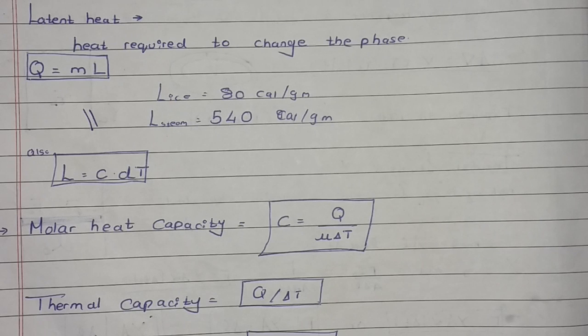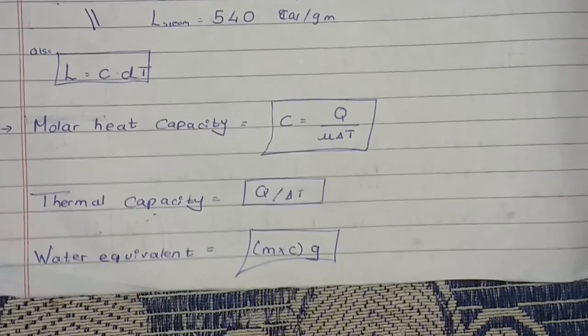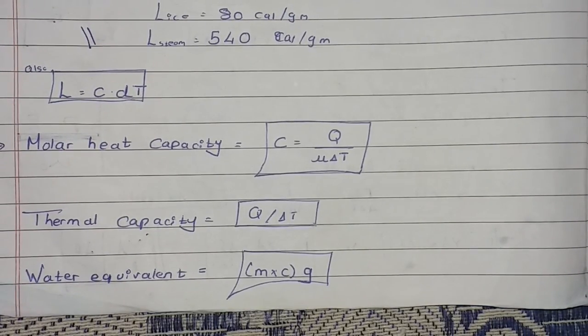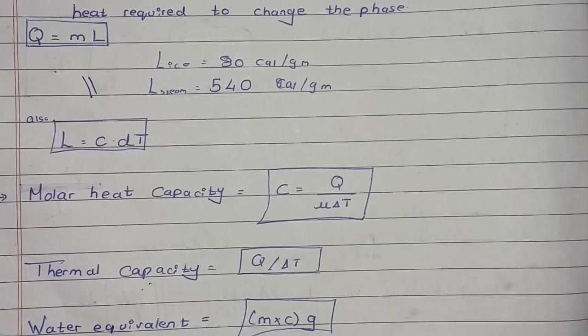And now molar heat capacity, that is the heat capacity stored in 1 mole of any compound. That is C equals Q upon nu dT, where nu is mass into specific heat. So thermal capacity would be Q upon dT. And what would be water equivalent? The equivalent of any compound related to the water would be water equivalent, and it would be mcg.